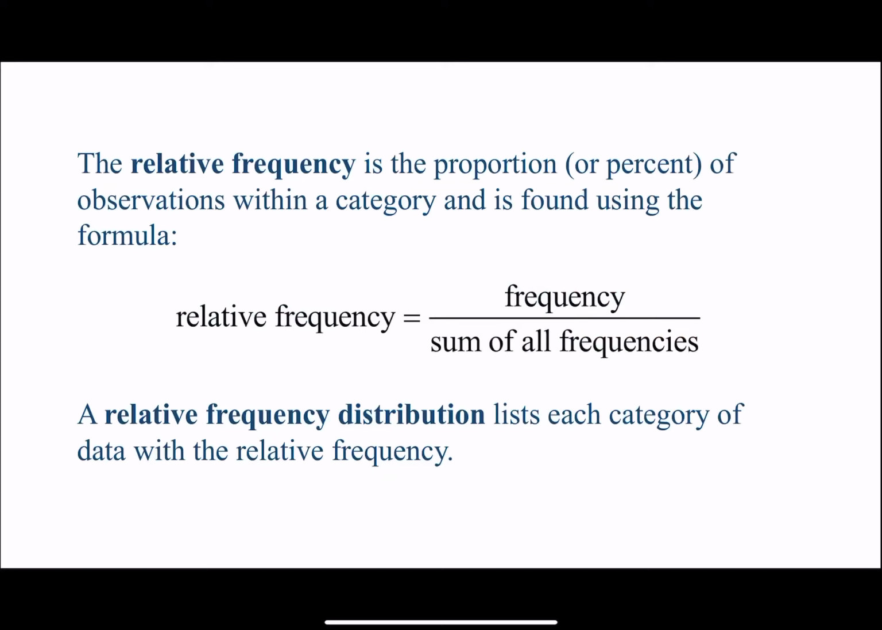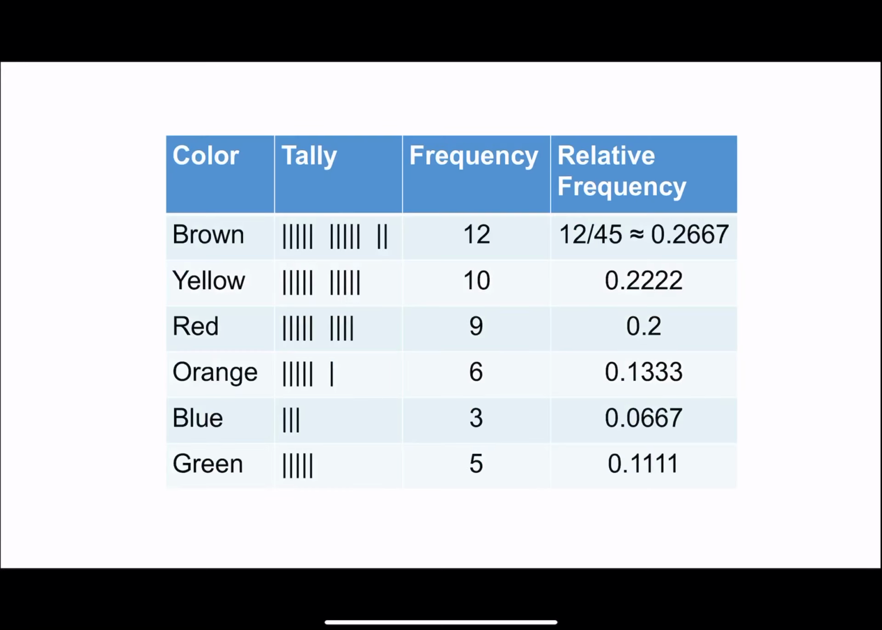So in order to create a relative frequency distribution, we are going to find the relative frequency of each of our M&M colors. So here, as you can see, when I add them all together, I had 45 M&Ms total in the bag. I did 12 divided by 45, and I got 0.2667, so approximately 27% of my bag was brown. And I did 10 divided by 45, and I got this for yellow. And 9 divided by 45, and I got this for red.